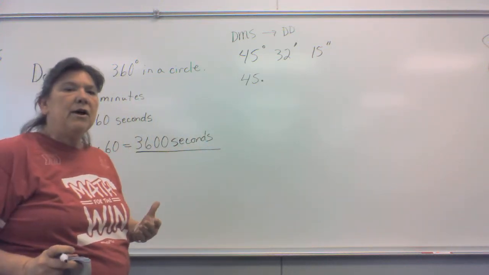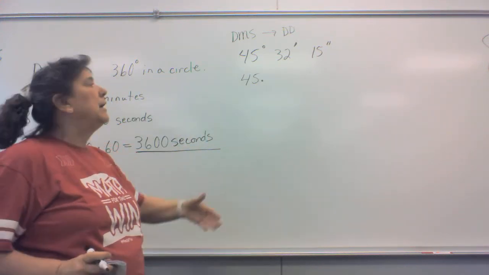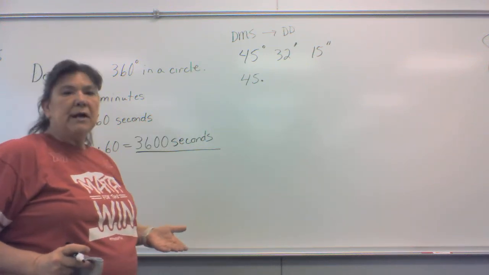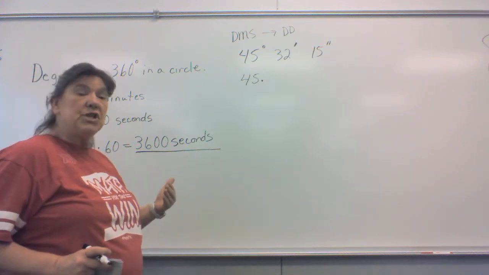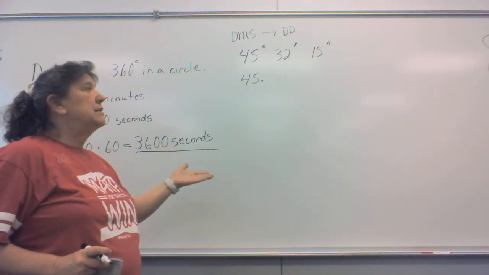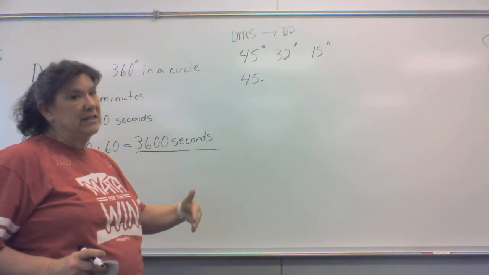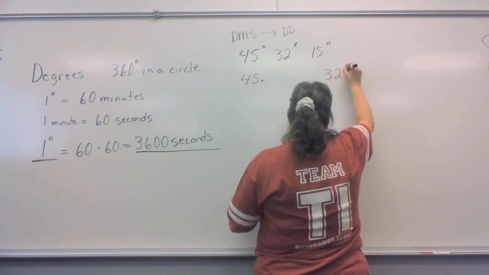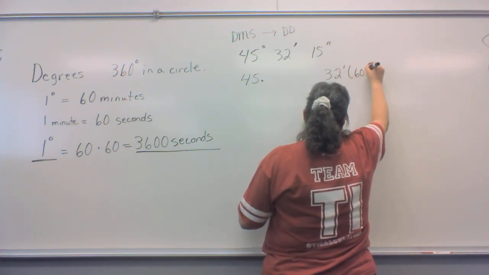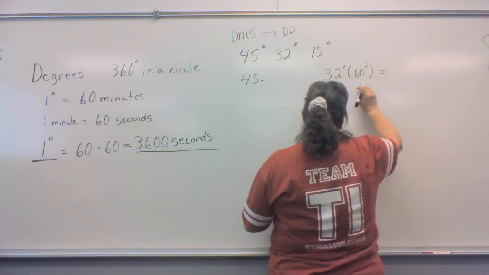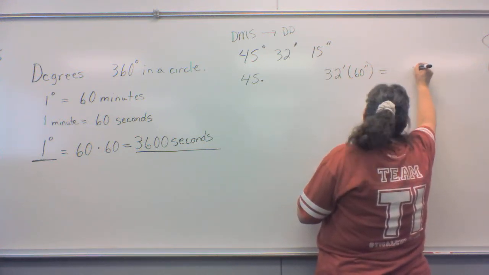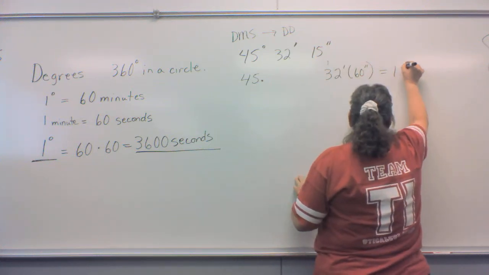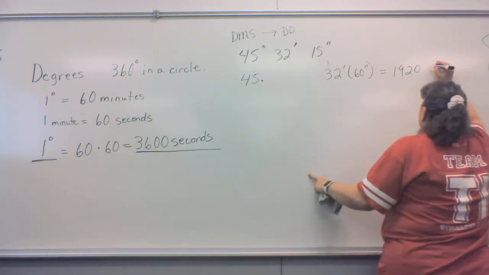But now we have to know how much of a degree 32 minutes and 15 seconds is going to be. So the first thing we're going to have to do with this one now is to change 32 minutes to seconds and then add our 15 seconds on. So this is going to be 32 minutes times 60 seconds per minute, which is going to give you 1,920 seconds.